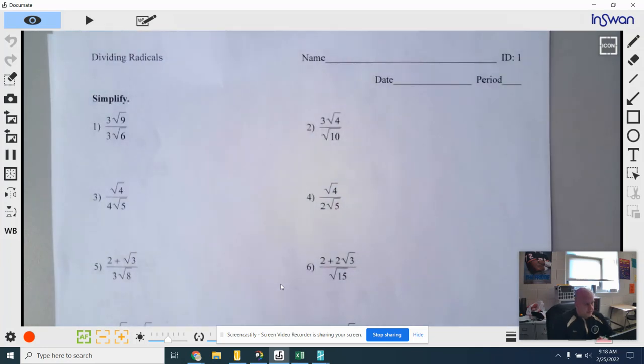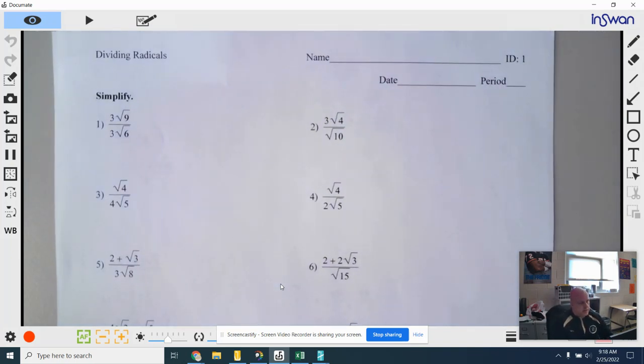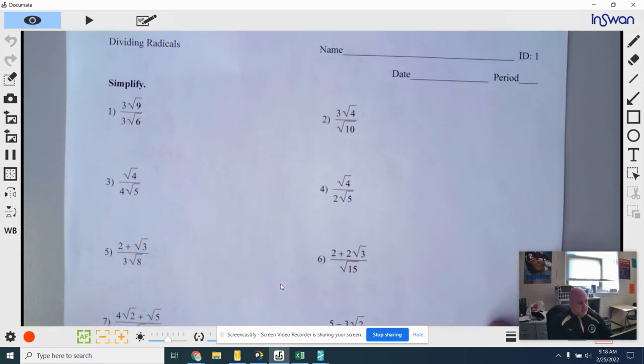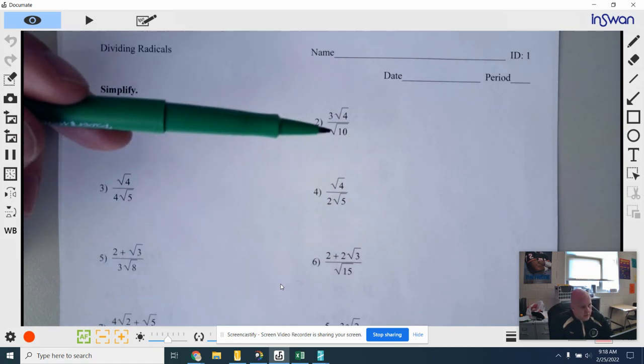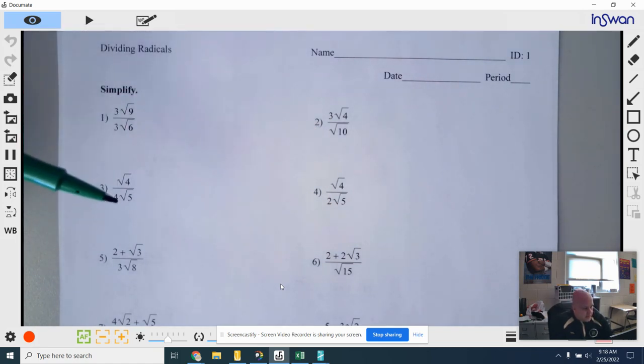Okay, guys, for today's lesson, you need this sheet that says dividing radicals. So far we've added, subtracted, and multiplied radicals. And today we're going to talk about dividing radicals. So if you look at all these problems, all of them have something very similar: a radical in your denominator.